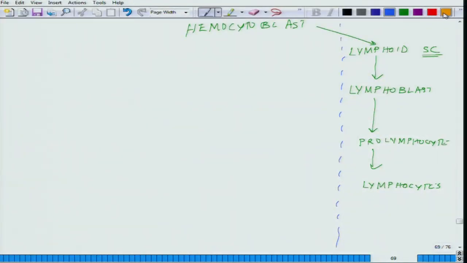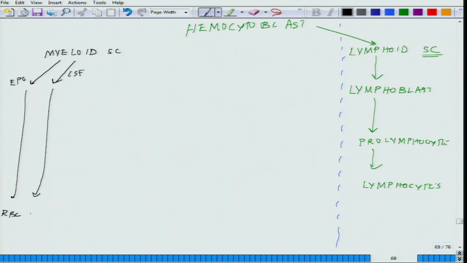So, we will now discuss the second route, which is, so hemocytoblast to, I will just pick up another color, so that will make your life slightly easier to understand. We have already talked about two routes from the hemocytoblast. Here, let's put the myeloid stem cells. From myeloid stem cells, I told you that through erythropoietin, RBCs are formed. This part is all taken care of. Then through colony stimulating factor, some of the cells form platelets. This part is all done, so we are not going to deal with it.